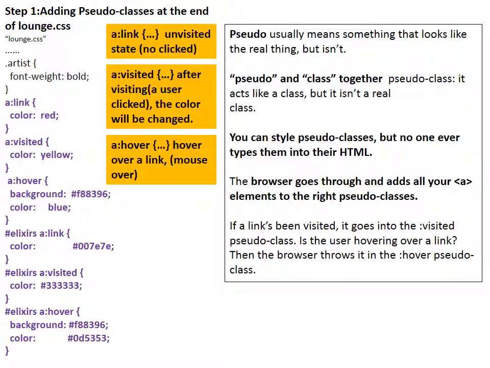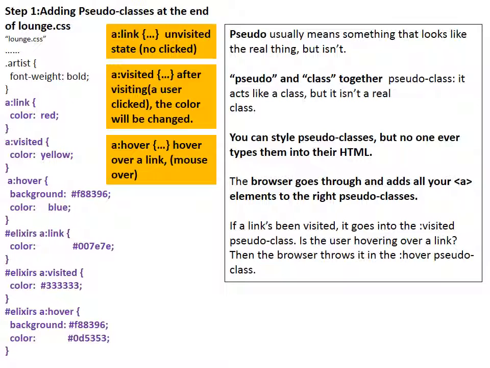In the HTML file, you do not see the class visited or link or hover. Yet a link, a visited, and even a hover all allow you to specify style just like they were classes. So those are pseudo classes. In other words, you can style pseudo classes, but no one ever types them into their HTML.